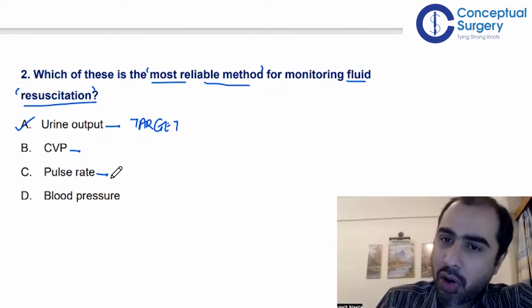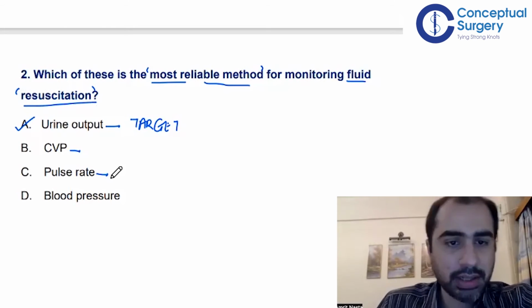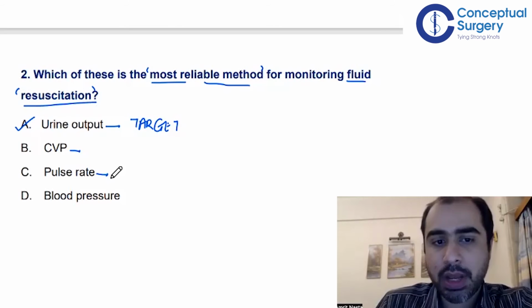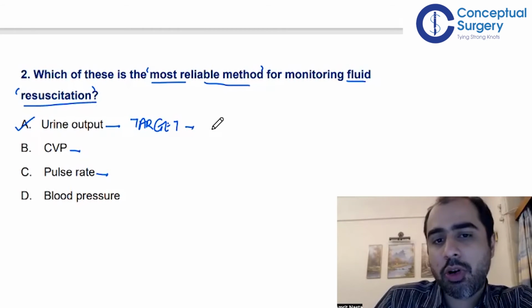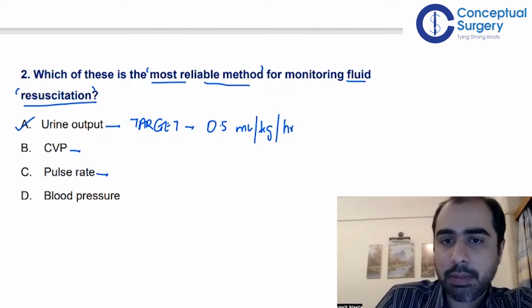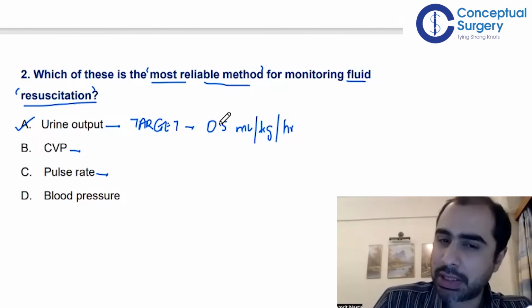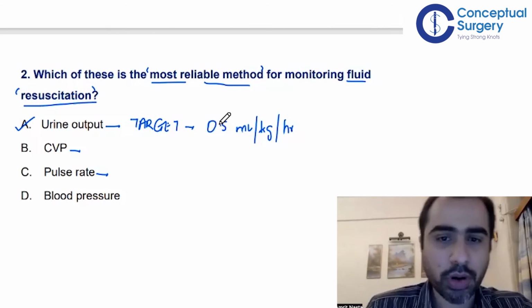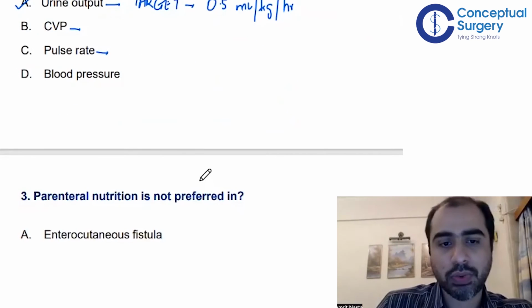Pulse rate takes a long time to get corrected. Pulse rate is lost the earliest. It is one of the first signs of shock. So is blood pressure, not very reliable. The target urine output should be 0.5 ml per kg per hour. That is your target. Which means if the patient is say 50 kilos, he should pass at least 25 ml of urine per hour. Alright, and so on and so forth.